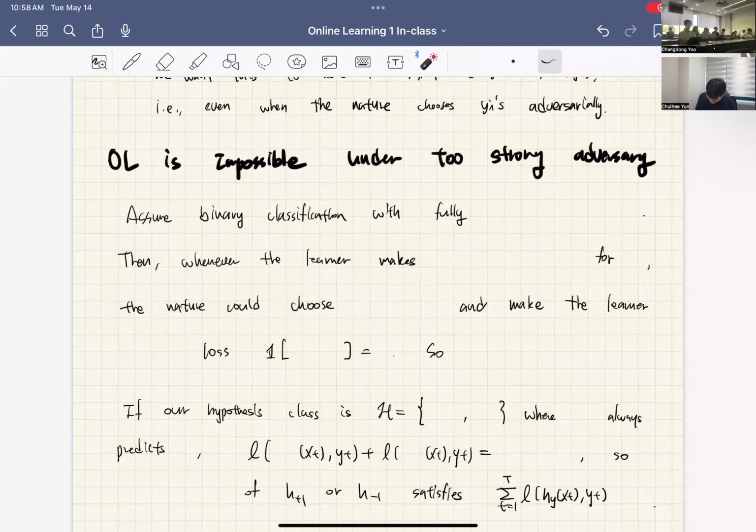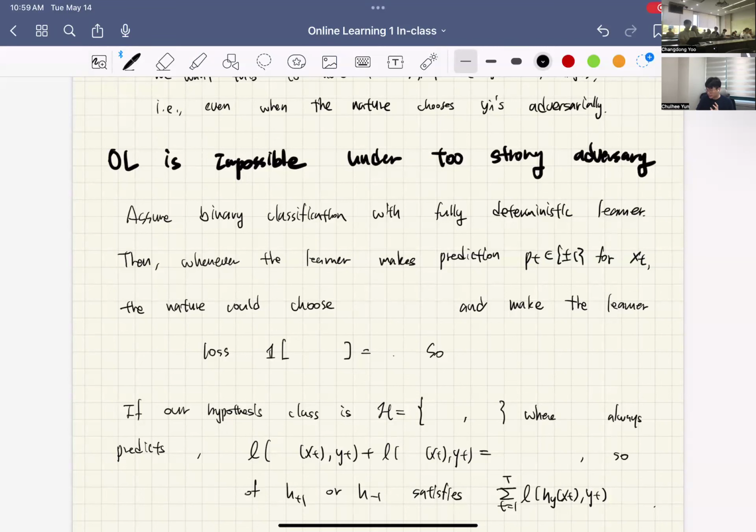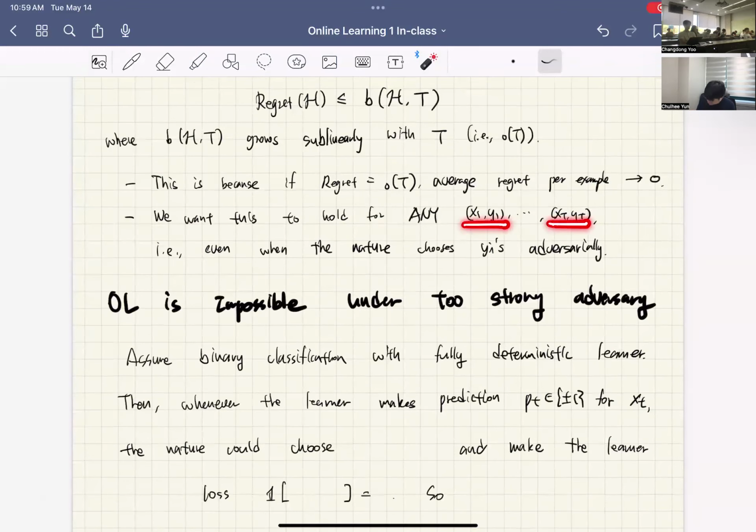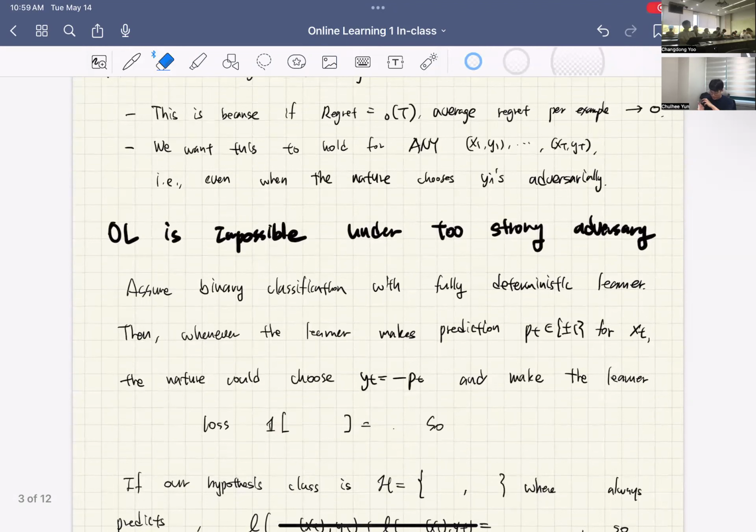Let's consider a binary classification problem with a fully deterministic learner. Let's say whenever the learner makes some prediction PT, which is either plus one or minus one for a given XT, the nature could choose the pairs X1, Y1 through XT, YT in a way that YT is always the negative sign of PT. So nature could formulate some sequence of examples that way, if you're given a fully deterministic learner, and make the learner suffer a loss of one every time.